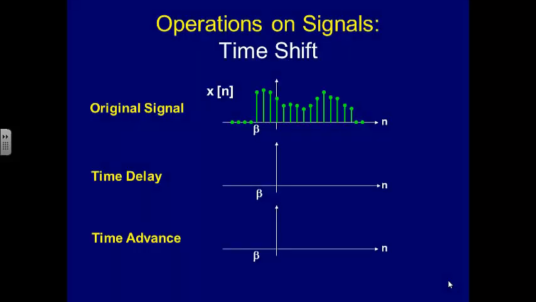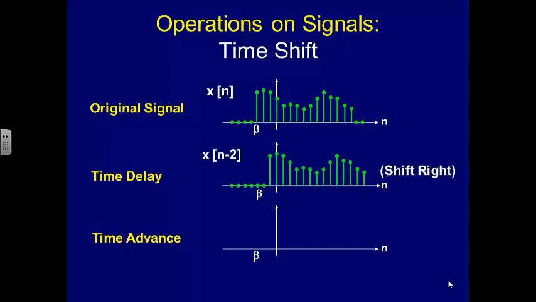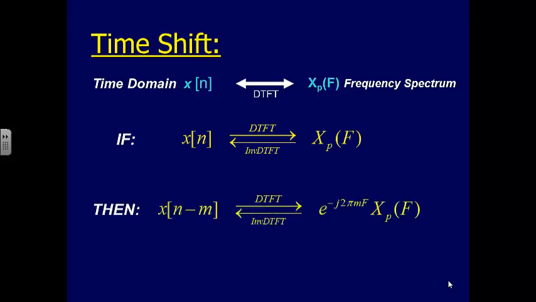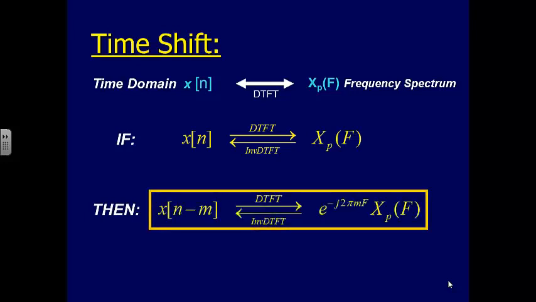Time shifting is what we've been looking at for linear phase. If you shift a sequence, either delay it or advance it by some amount, what happens to the transform? Well, if you delay it by m, you multiply it by e to the minus j 2 pi m times capital F, your digital frequency.